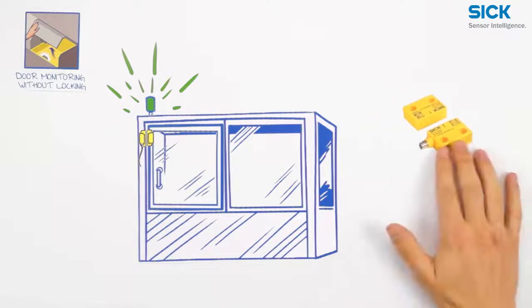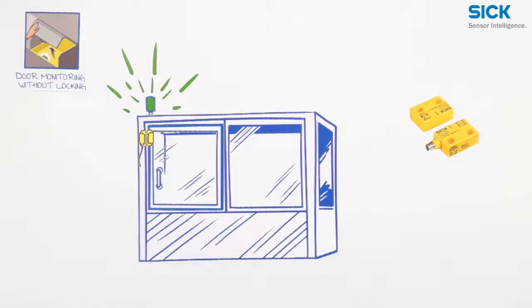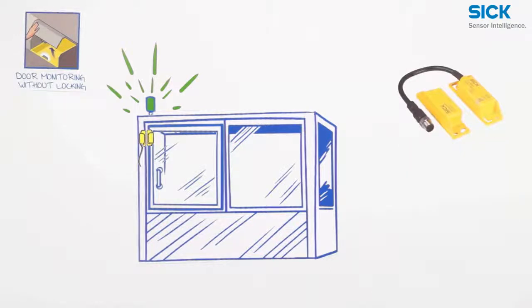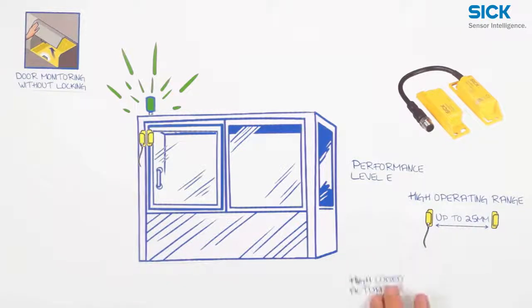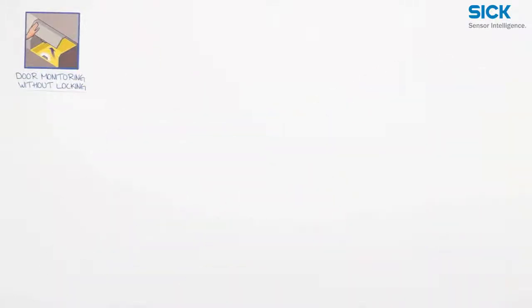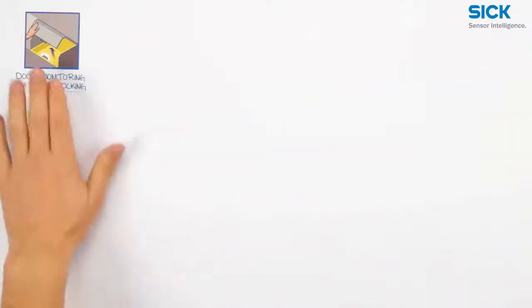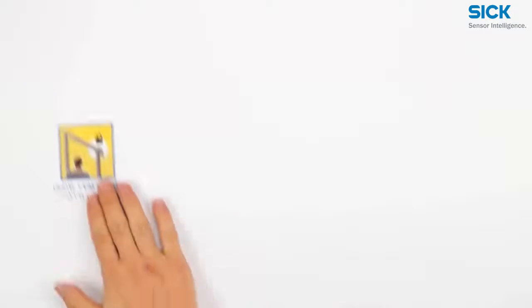Magnetic safety switches are an established solution for simple requirements, and transponder safety switches are best suited for applications that require the highest level of safety, a large operating range, and the best protection against manipulation. Now let's go to the next safety task.